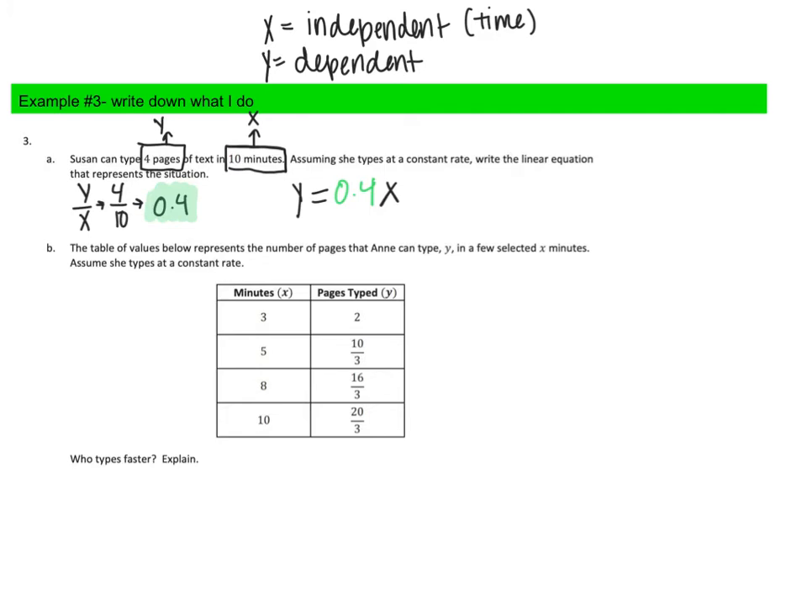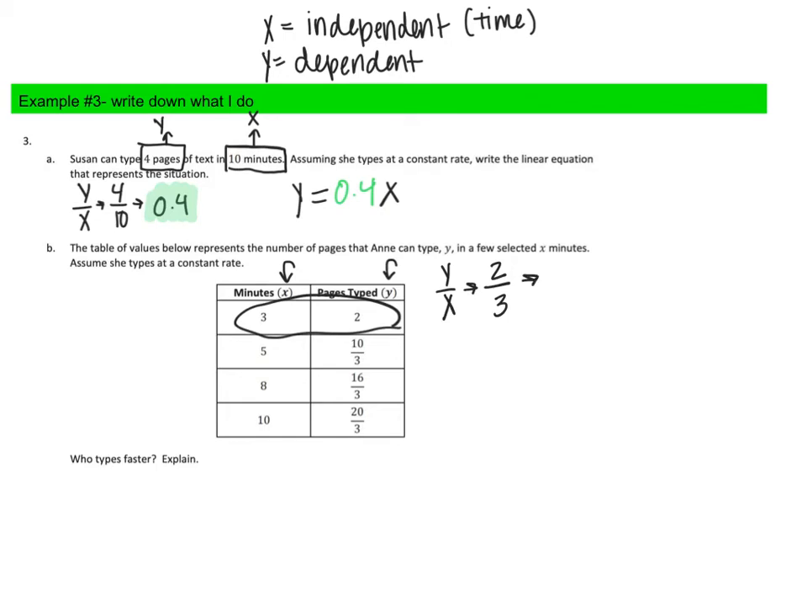Okay? B says the table of values below represents the number of pages that Anne can type y in a few selected x minutes. Assume she types at a constant rate. So for this, I'm going to be doing the same thing, y divided by x, to find her constant rate. I can choose any values I want here. I'm going to choose my 2 and my 3 because the other ones look crazy. They're crazy fractions, so it's going to be 2 for my y, remember that this is our y, divided by 3 for our x.